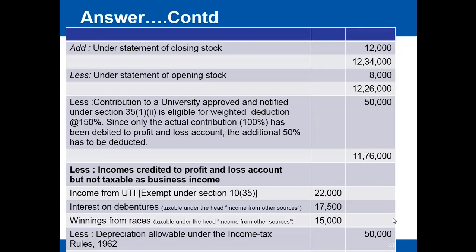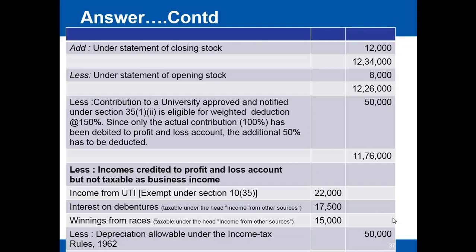Now there are incomes which have been credited to profit loss account, but they are not taxable as business income. We know that income from UTI would be classified as income from other sources, so it will also be reduced. At the same time, we know that it is exempt under section 10(35). Then interest on debentures is taxable under the head income from other sources, so 17,500 will also be reduced from his income, which has been shown as an income in profit loss account. Winnings from races are also taxable under the head income from other sources, so this will also be reduced, 15,000.